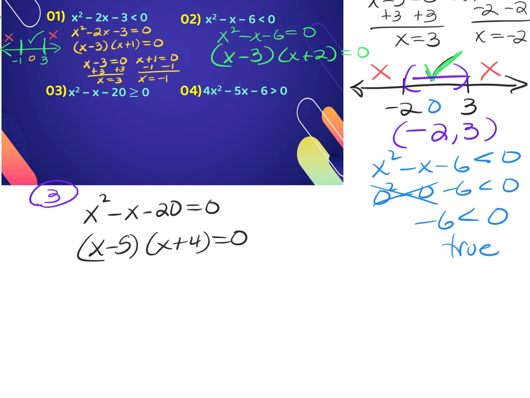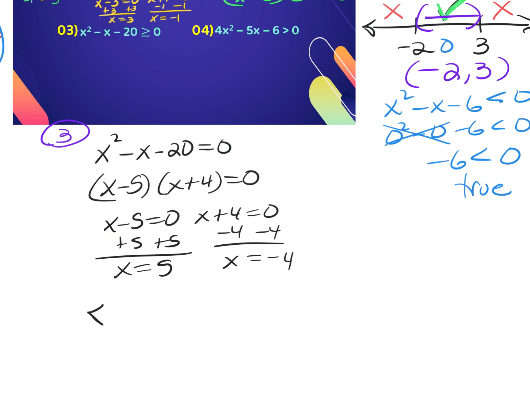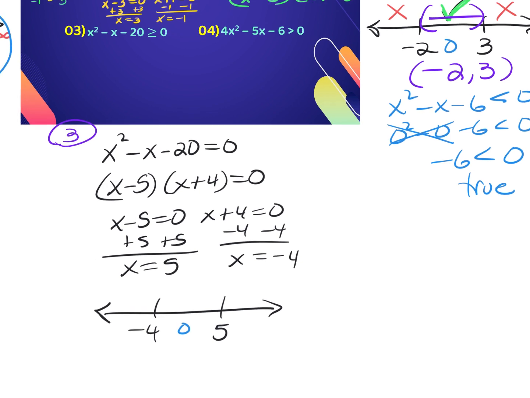So now I take each of my binomials, set them equal to 0, add the 5, x equals 5, subtract the 4, x equals negative 4. These now become the numbers that are on my number line that separate the sections. Again, put them on the number line from least to greatest. Pick a test point. I like to pick 0. You could pick 10, 20. It doesn't really matter, but the bigger number you pick, the bigger calculations you're going to be doing.